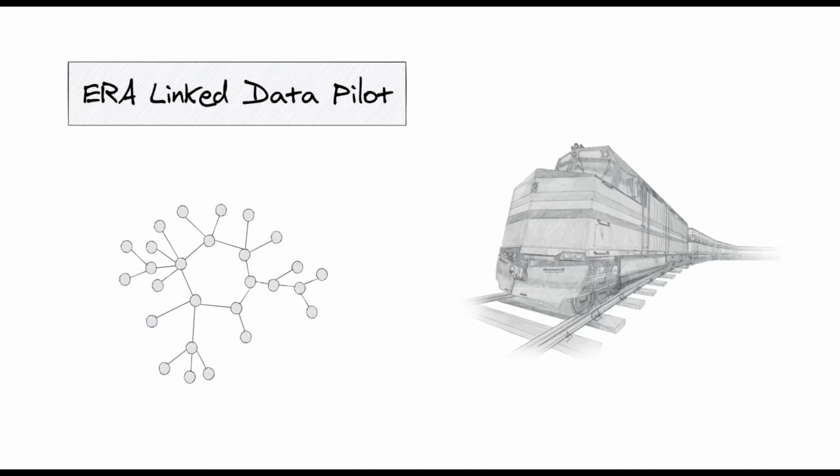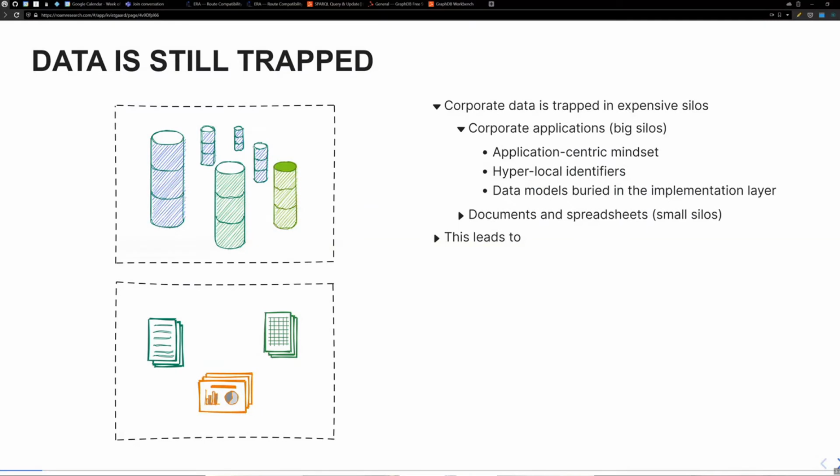hyperlocal identifiers. That creates an additional problem when you need to connect or share the data. And the data models themselves, they're buried in the implementation layer. They're separate for each application. They're not shared. And to get that, you need to have some kind of interpretation, some kind of interface, which needs to be changed again when something changes.